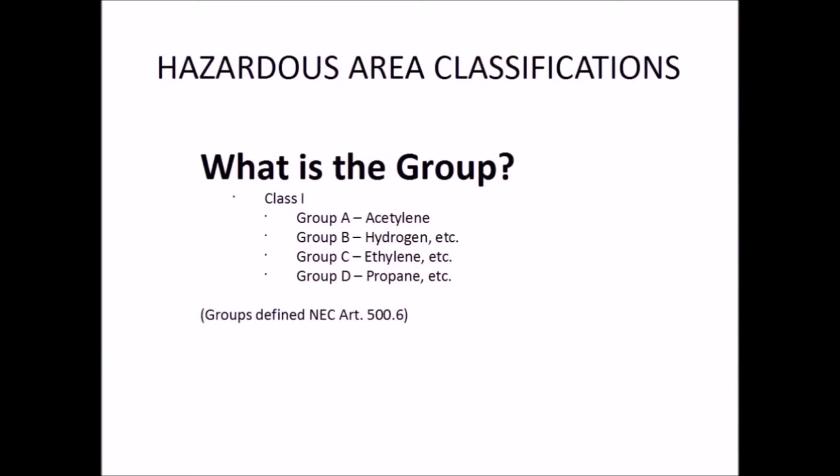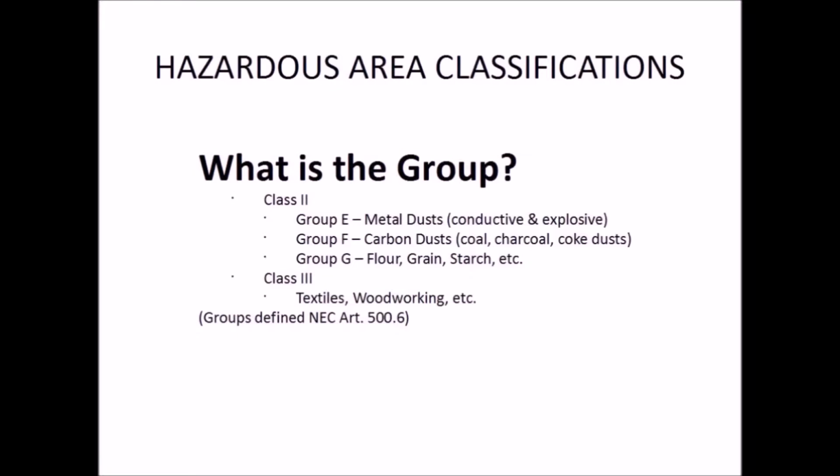Article 500.6 further breaks down the classes into groups. For Class 1, Group A, acetylene. Group B, hydrogen. C, ethylene. D, propane. In a Class 2 location, Group E, we have metal dust, conductive and explosive. F, carbon dust, coal, charcoal, coal dust. G, flour, grain, starch, etc. In a Class 3, we have textiles, woodworking, etc.